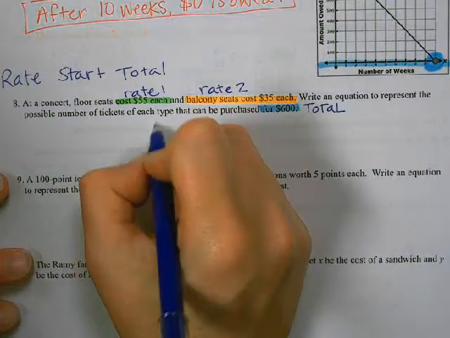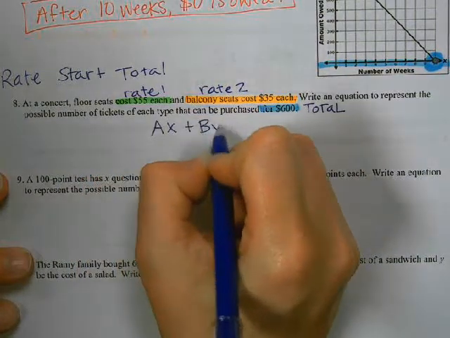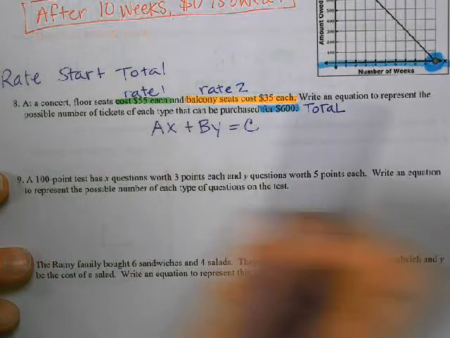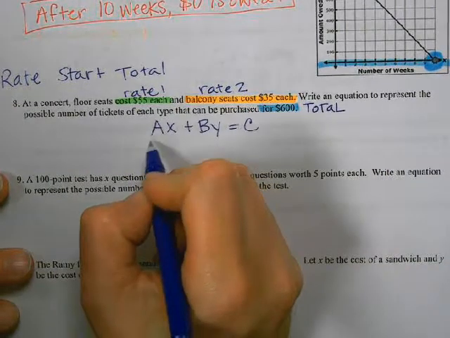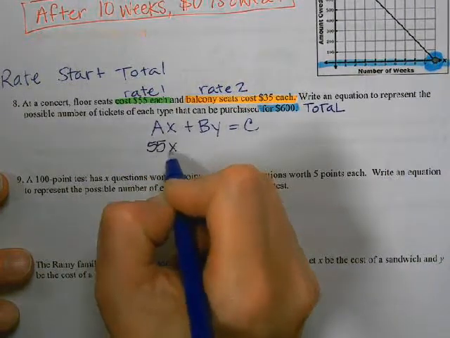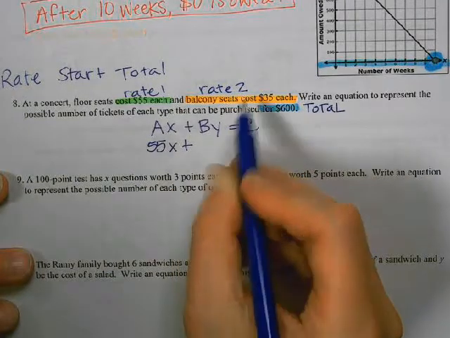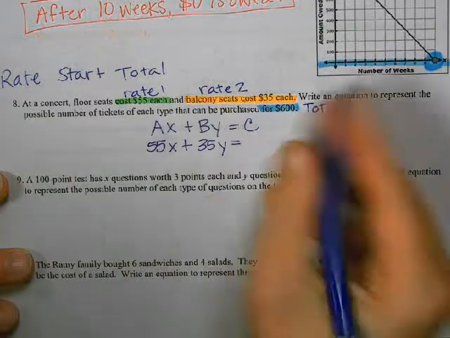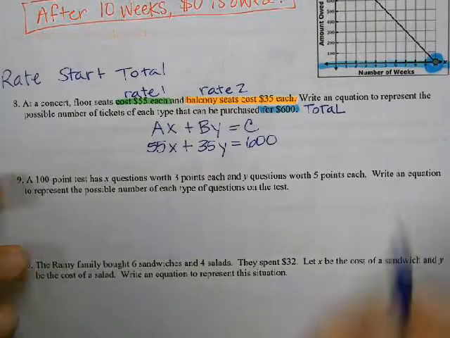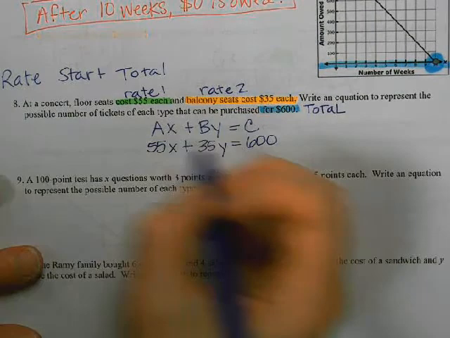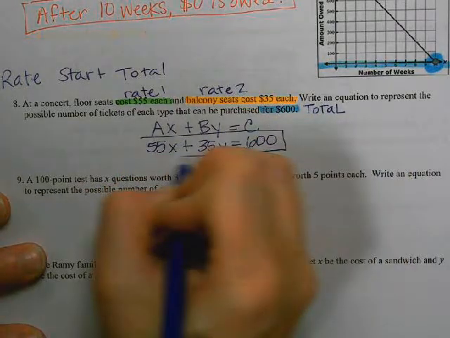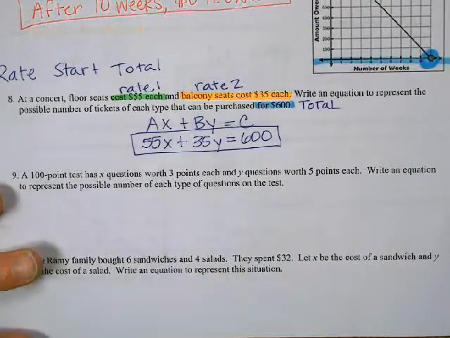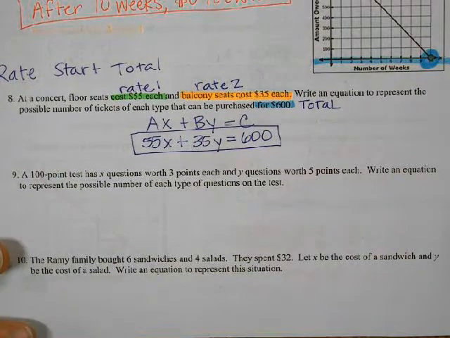Okay? So it's AX plus BY equals C. So rate 1 is going to be A, so that's 55X, plus rate 2 is going to be B, so that's 35Y equals, and then the total is 600. And you're done. You can use better letters if you want to, or you can just use X and Y, because it didn't tell you what letters to use for those.